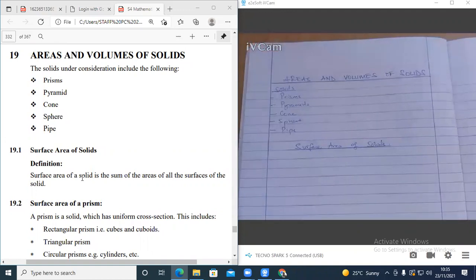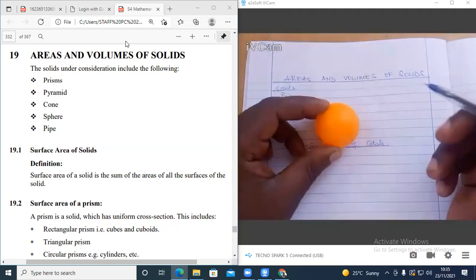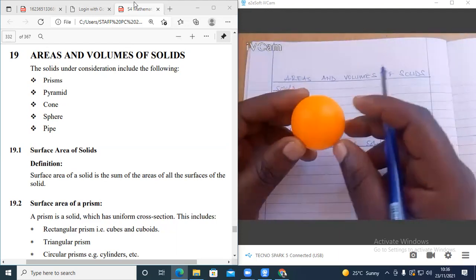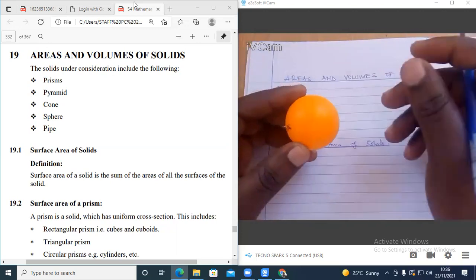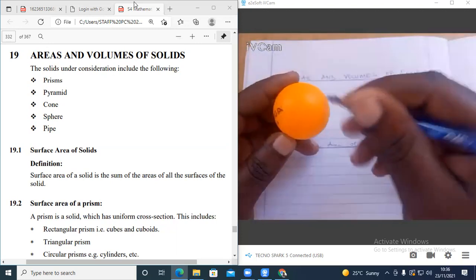So here they are defining the surface area of a solid as the sum of the areas of all the surfaces of the solid. The sum of the areas. So if this is a sphere and they are telling you to find its surface area, you cannot directly measure the surface area here.